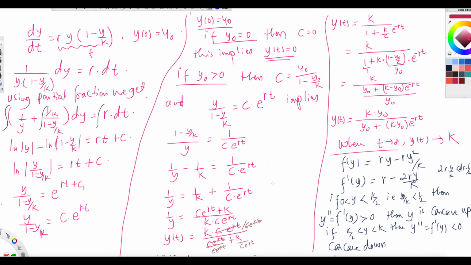So basically what it is saying here is, this is t and this is y equals k, right? So there is k half. Let me use a different color. There is k over 2. If your initial value starts from below that, it will be concave up. You see that? Concave up. But if you start between k half and k, then it will be concave down. Look at this. This is what it is saying.